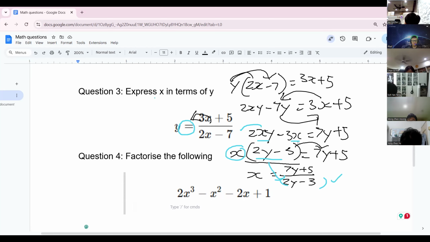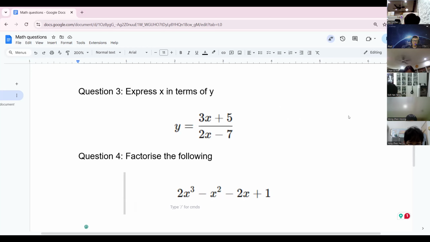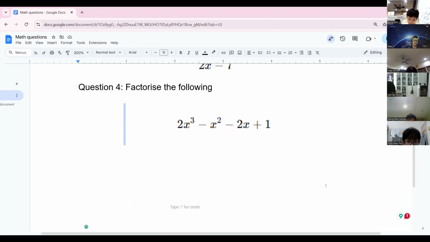Okay, so question 4, a bit challenging, but I believe you all can do it. The question says factorize the following. Same thing, I will run a 1 minute timer. So you will expect we have 3 different x answers. Because this is power 3, we will have 3 answers for this. Maybe this one give a little bit more time, so I'll put 1 minute 30 seconds.